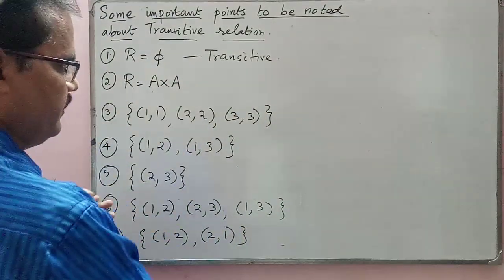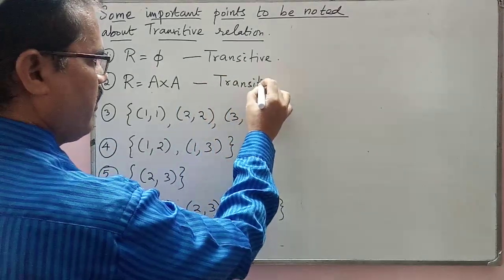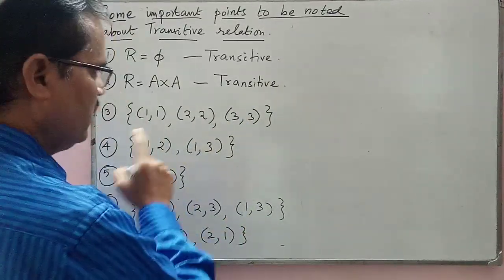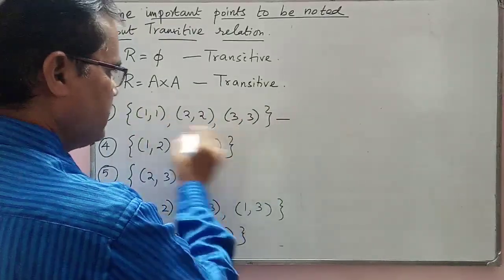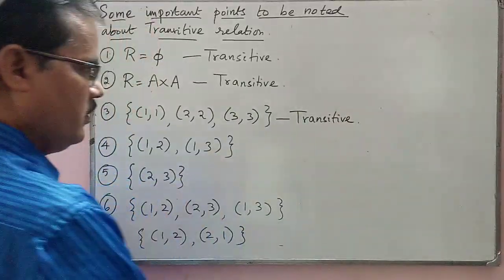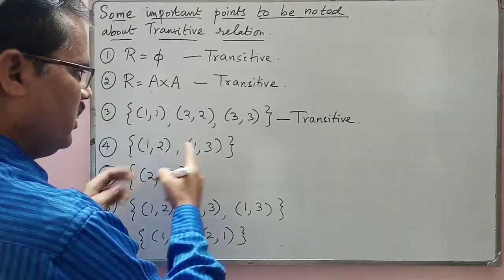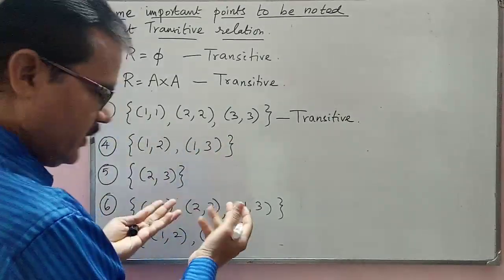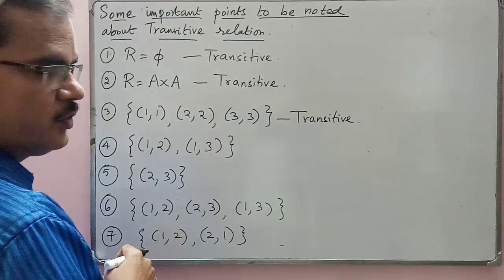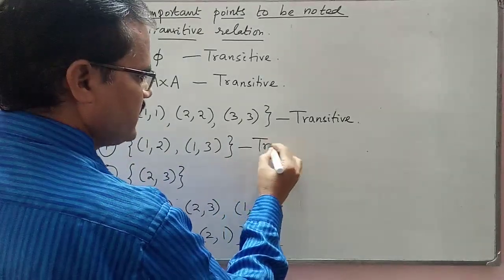R equal to A cross A. All possible ordered pairs will be there. Then it is transitive. Then 1, 1, 2, 2, 3, 3, this is reflexive. This relation is always transitive. Okay, children. Now here see 1, 2, 1, 3 is there. Here the condition cannot be checked. Starting with 2 is not there, or starting with 3 is not there, so we cannot check the condition. As I told you, if the condition cannot be checked, please take it as transitive.